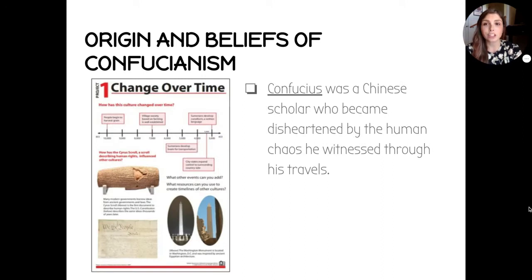Our posters change over time. How has this culture changed over time? So thinking about Confucius's teachings, how have they changed over time and how have they impacted the world?